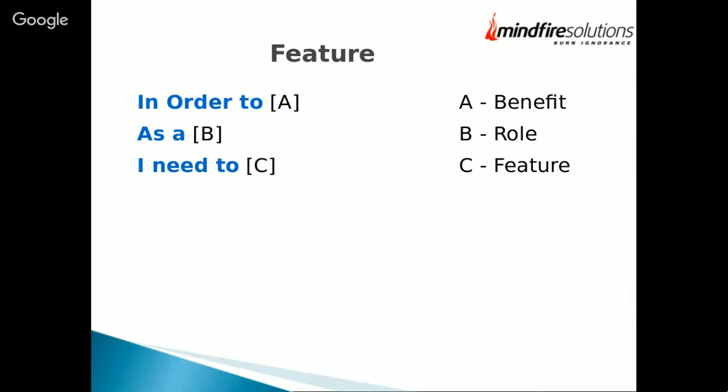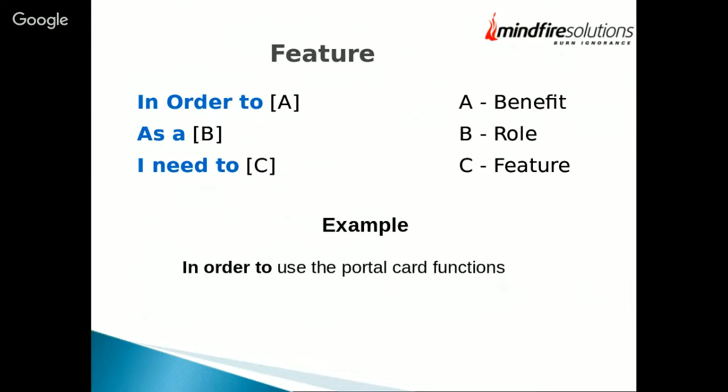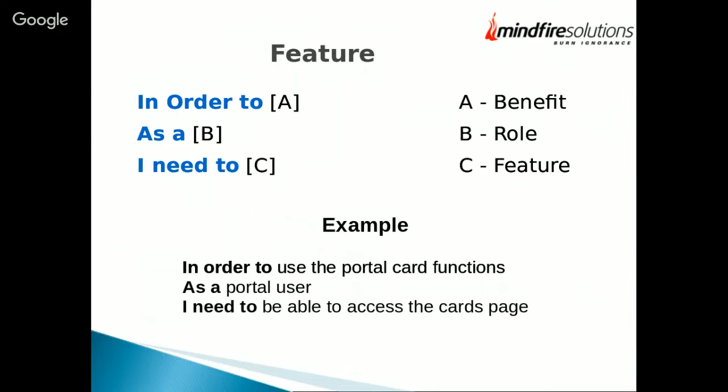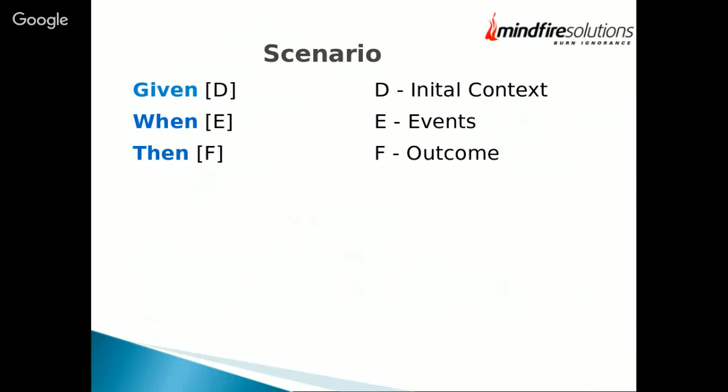That's it. So an example for a feature is: in order to use portal card functions, as a portal user, I need to be able to access the card page. So this is a simple feature. As you can see, this can be understood by anyone just by reading it. And next, writing the scenario.